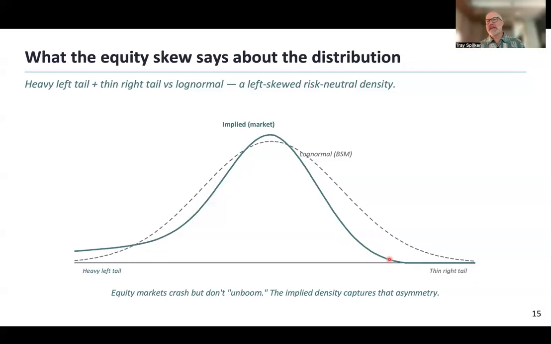And this makes intuitive sense. Equity markets tend to crash, right? They don't boom at the same rate of speed. So for example, the S&P 500 fell 20% in that single day in 1987, and it's never risen by 20% on a single day. So this implied distribution captures that asymmetry in price expected moves.